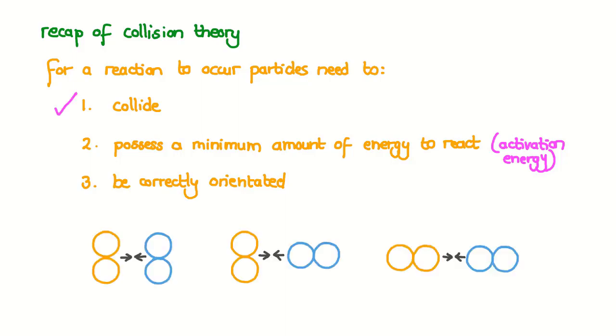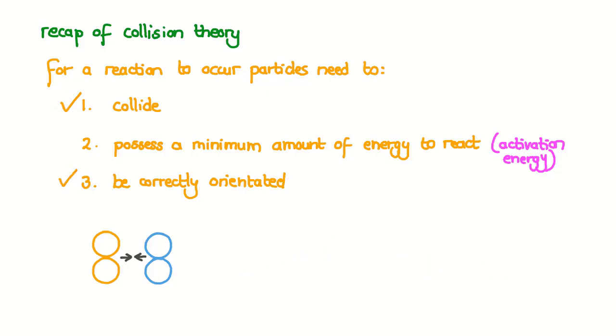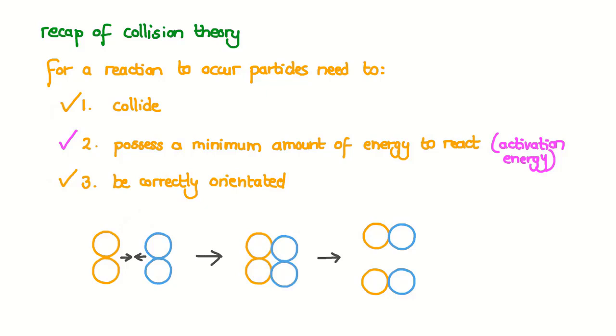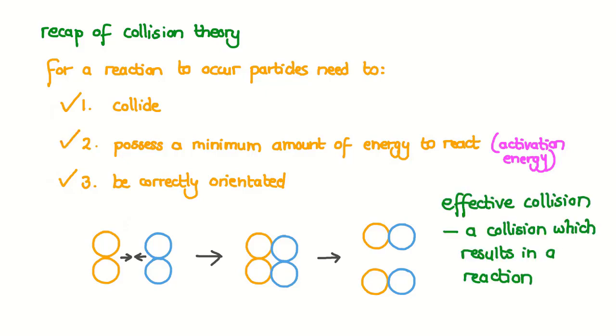In the three diagrams, all the particles are undergoing a collision. In the first diagram, the particles are correctly orientated, but in the second and third, they are not. If the particles in the diagram do not collide with enough energy, they will not react. If they do collide with the minimum amount of necessary energy, the activation energy, bonds will break and new bonds will form. We call this an effective collision. An effective collision is a collision which results in a reaction, because all three requirements for a reaction were fulfilled.